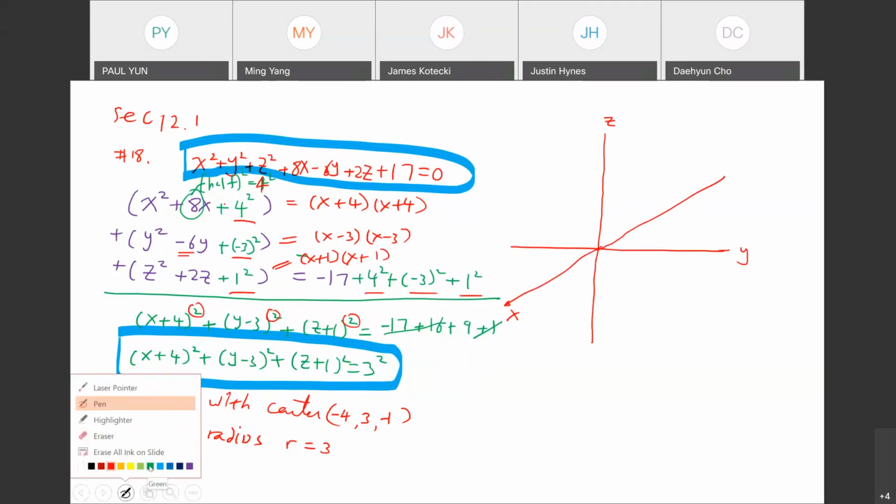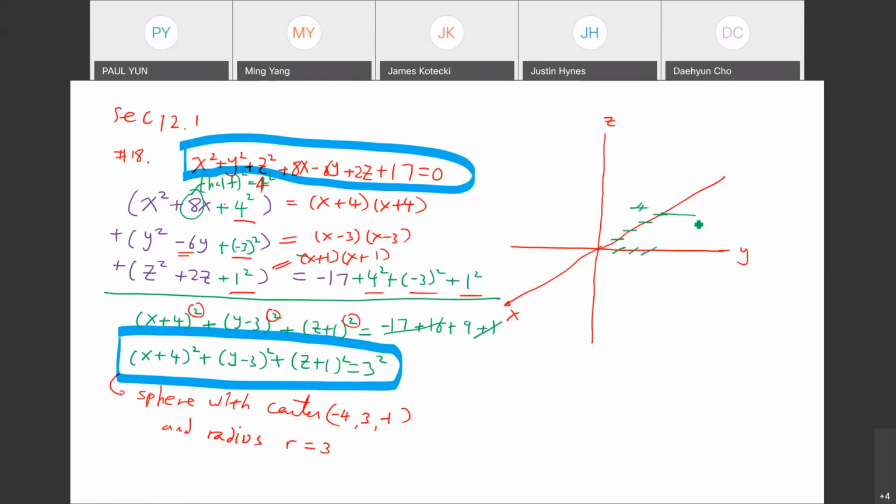Center is -4. So 1, 2, 3, 4. -4, yeah, right there. And then +3. Make sure it's parallel to the what? Axis, okay? Here we go. So here is the what? That's 3. So this is -4, 3, 0, right?